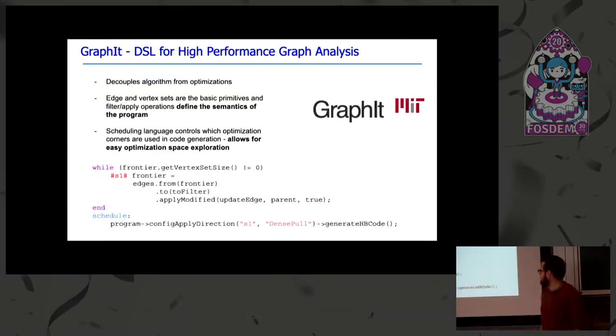So just a quick introduction to Graphit. Its main feature is that it decouples the semantics of the program from the optimizations that are applied. This is important because with graph algorithms, the field of optimizations is pretty wide, and they don't always work on every single input. Sometimes the optimizations that work are highly reliant on the input. The two main types are edge sets and vertex sets. And then there's a scheduling language, which you can see down here, which says what optimizations to apply.